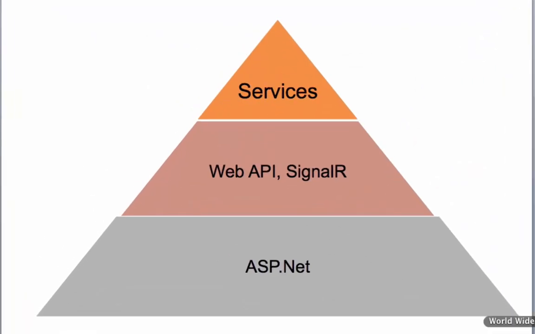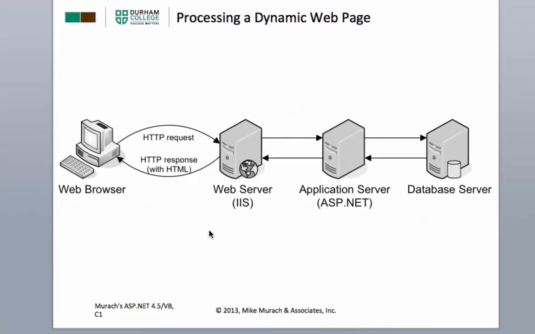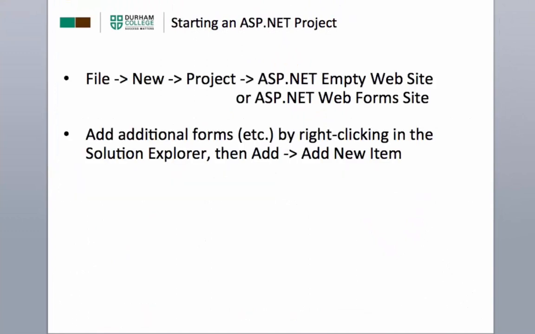Something else I want to show you here is just a little bit of some code. So if I go back to my PowerPoint here, you'll see here to start a new project in Visual Studio, you want to open File, New, Project, and then either a .NET empty website or a .NET web form site. So either will work. If you open an empty one, you can add additional forms by right-clicking in the Solution Explorer, then Add New Item.